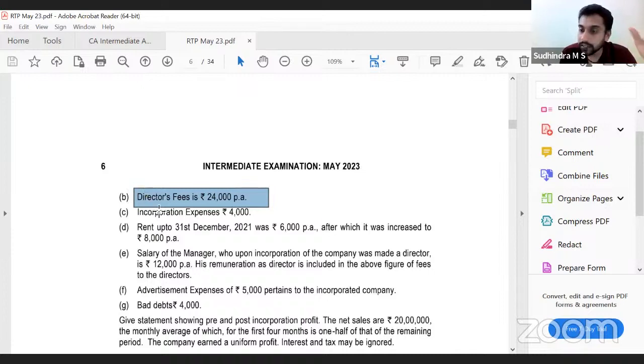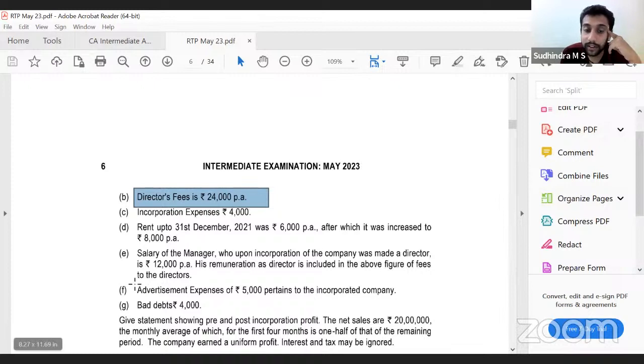Okay, so no manager salary post incorporation, simple. So that second sentence is kind of just to confuse you, right? No action needs to be technically taken. It has been brought in to give clarity, to ensure that we don't go wrong, but it has to be understood correctly. That's all. Okay, sir.